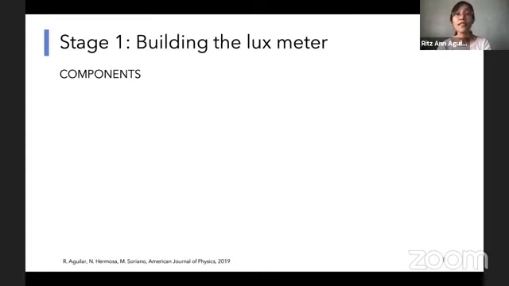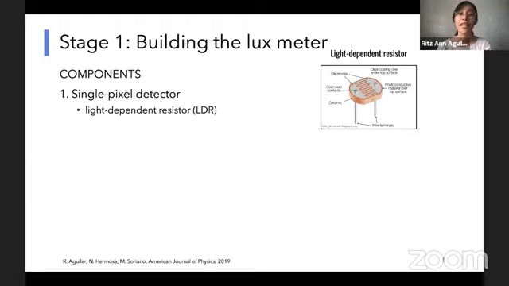So for the first stage in building your single pixel camera, you need to have a lux meter. For this one, the components are, of course, a single pixel detector. You can have a light dependent resistor, an LDR, which is very cheap actually, and it only costs around 10 Philippine peso. It's widely available. It's sensitive to light intensity changes, and again, it's very cheap.